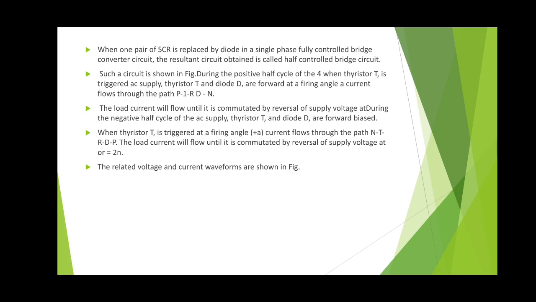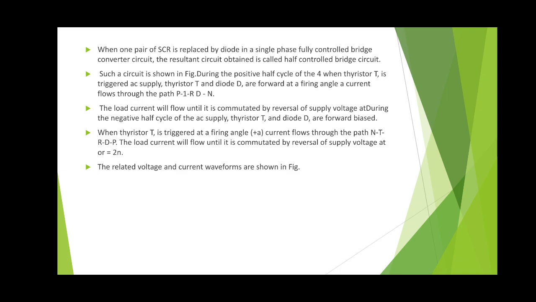During the positive half cycle of the AC supply, thyristor T1 and diode D1 are forward biased. When thyristor T1 is triggered at a firing angle alpha, current flows through the path P, T1, R, D1 and N. The load current will flow until it is commutated by reversal of the supply voltage at an angle omega t equal to pi.